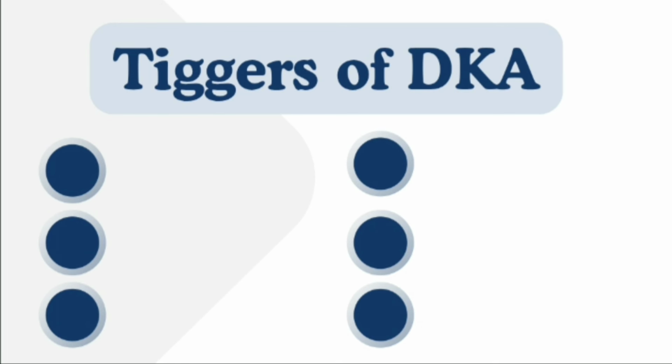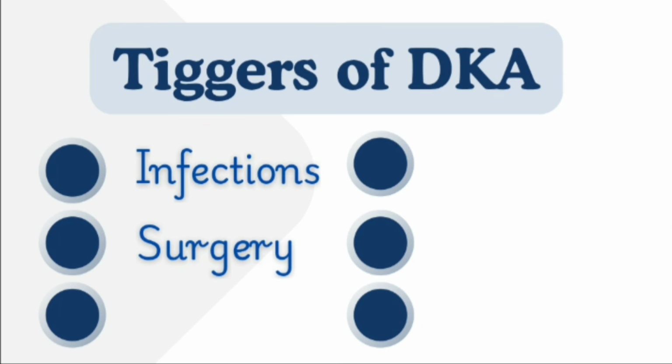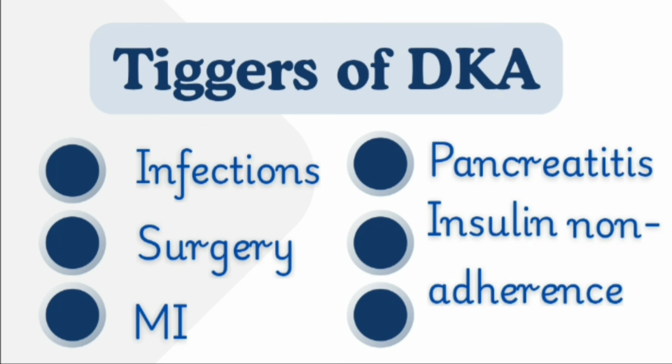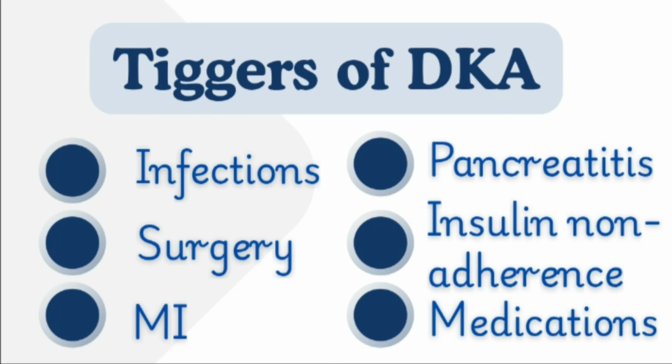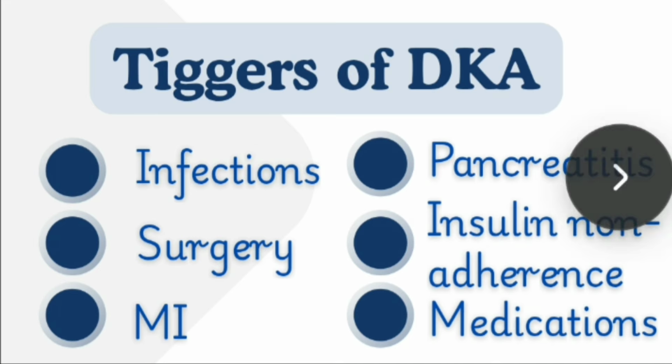Now let's discuss the triggers of DKA. These can include infections, surgery, myocardial infarction, pancreatitis, wrong insulin dose or insulin non-adherence, and medications such as corticosteroids, calcineurin inhibitors, thiazides, antipsychotics and SGLT2 inhibitors.